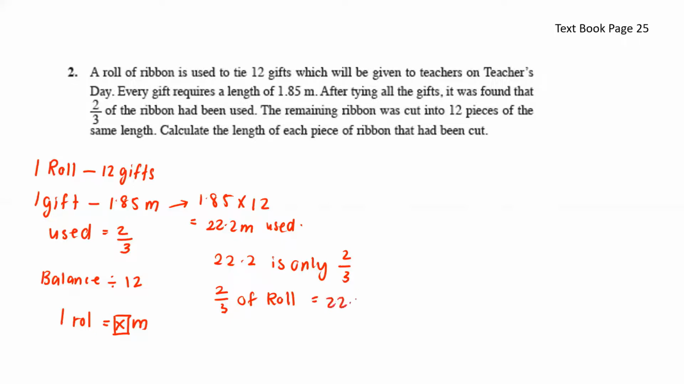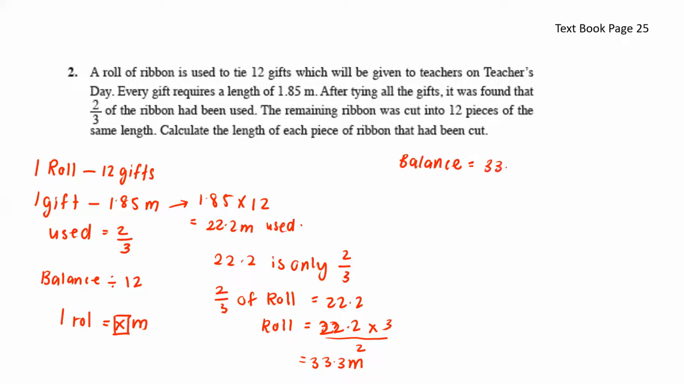equals to 22.2. In order to calculate the roll amount, we'll have to move this 2 over 3 to the other side. Moving it to the other side, we'll flip it over. So that will give us times 3 over 2. So the roll is 33.3 meters long.